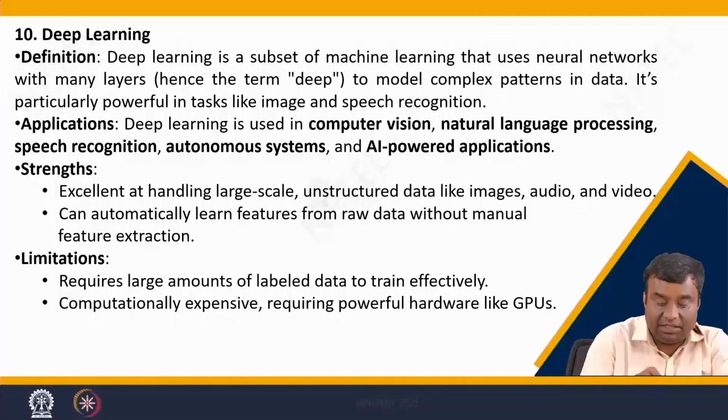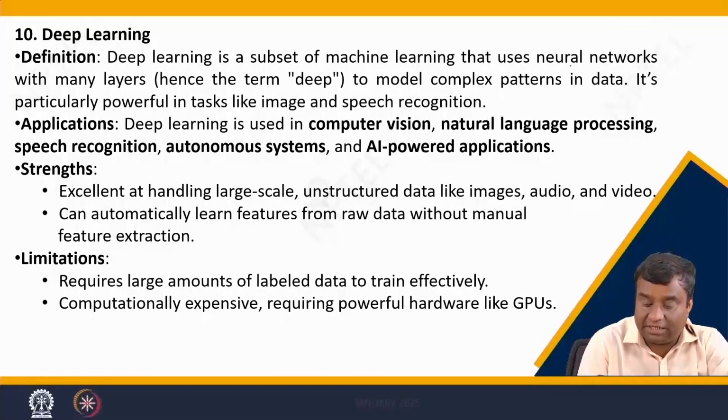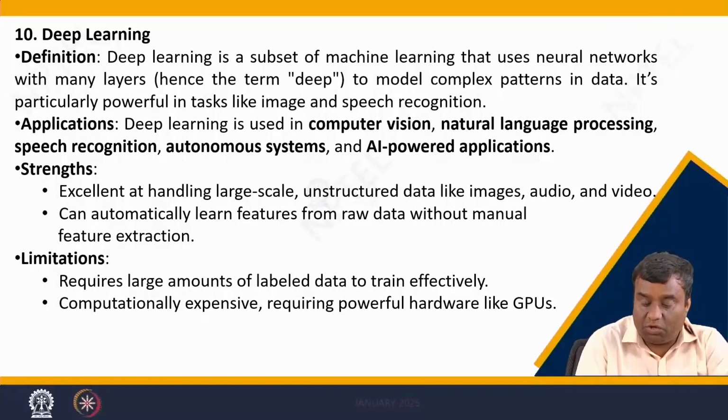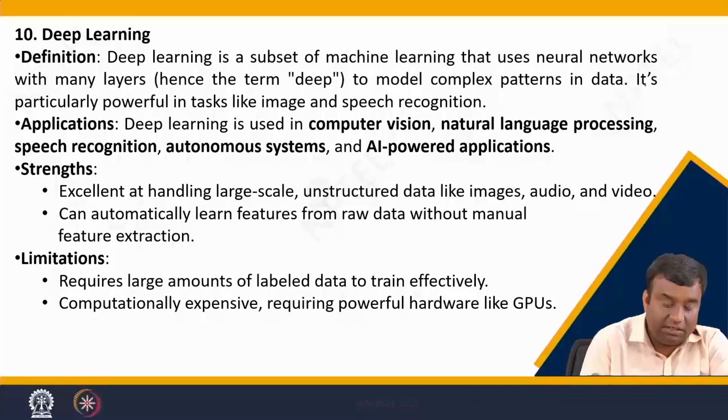Next one is deep learning. Deep learning is a subset of machine learning that uses neural networks with many layers, hence the term deep, to model complex patterns in data. It's particularly powerful in tasks like image and speech recognition. Deep learning is used in computer vision, natural language processing, speech recognition, autonomous systems, and AI-powered applications.